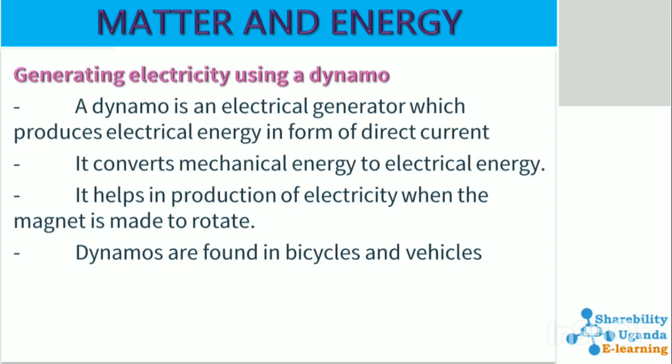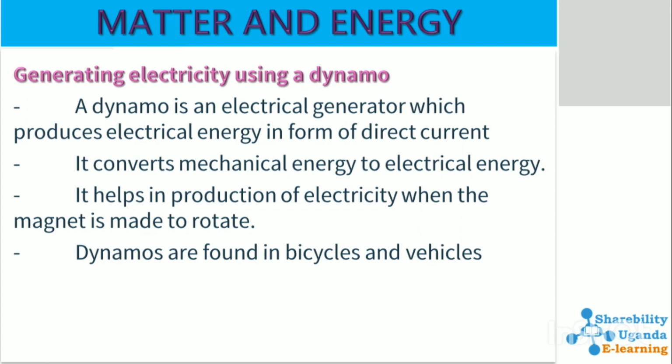Then lastly, we can look at generating electricity using a dynamo. Remember, a dynamo also uses magnets to produce electricity. A dynamo is an electrical generator which produces electrical energy in form of direct current. It converts mechanical energy to electrical energy and helps in production of electricity when the magnet is made to rotate.